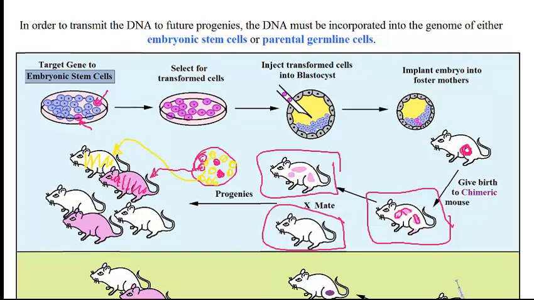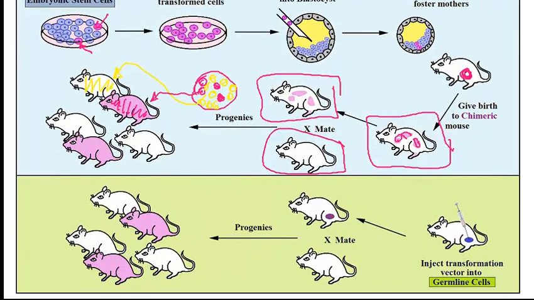Alright, so that's the first technique, using the embryonic stem cells. The second technique is similar to what I just described for you in Drosophila. You basically inject the transformation vector into the germline cells.